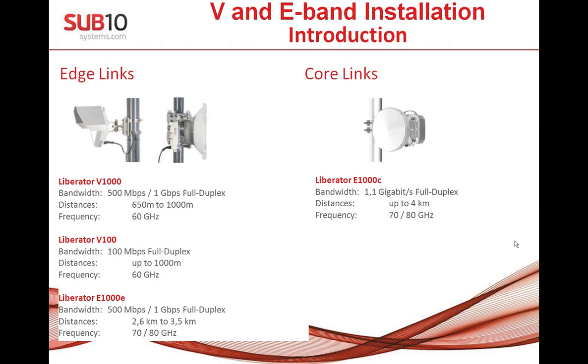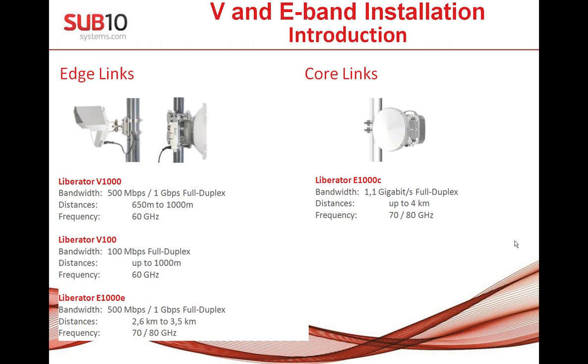The next system in the edge part of our product line is called Liberator E1000E. In this case, E really means edge, and it's the same as V1000. It's a full gigabit system. If you need to save some money during the initial installation, you can order it as a 500 megabit system, and later upgrade it to full gig through software.